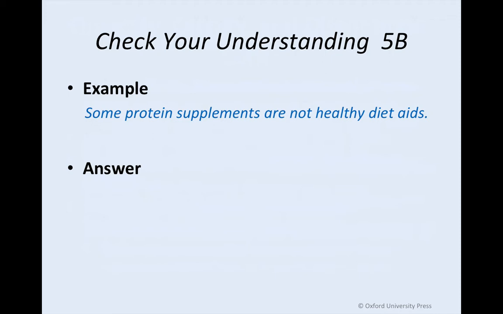Okay, let's go ahead and work on our understanding. Some protein supplements are not healthy diet aids. Is this a universal affirmative, a universal negative, a particular affirmative, or a particular negative? Next, what is the subject class? What is the predicate class? What's distributed? Is the subject class distributed? Is the predicate class distributed? Both or neither? What's the quantity? What's the quality? Is it a universal or a particular? Is it affirmative or negative? Go ahead and think about it, or pause while you think about it, and then let's check our understanding's answer.